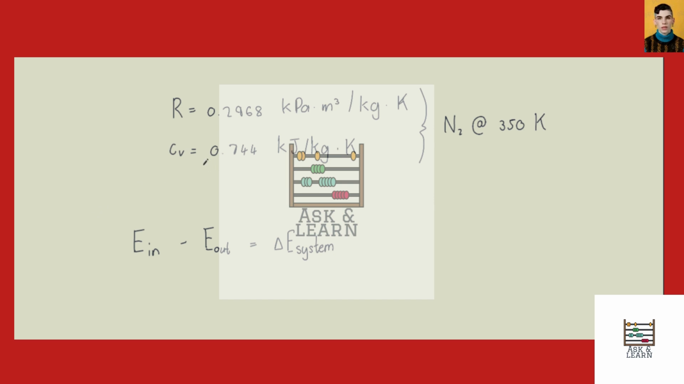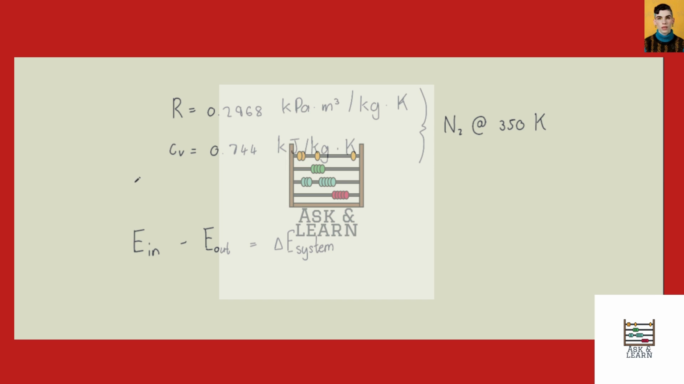The properties of nitrogen at an average temperature of 350 Kelvin: R, its gas constant, is 0.2968 kilopascal meter cube per kg Kelvin. Its specific heat at this temperature is 0.744 kilojoule per kg Kelvin.